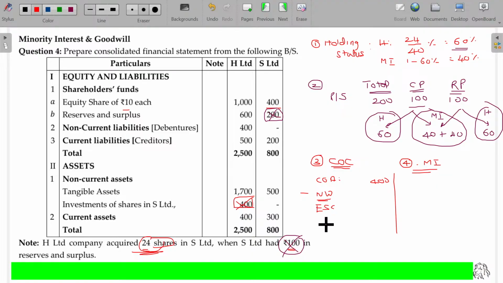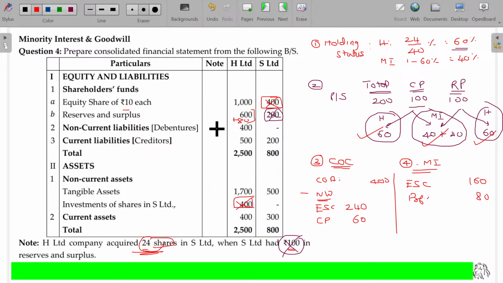Equity share capital of S Company being 400 rupees. All the 400 is not purchased, only 60%, 240, is purchased. So 240. Balance 160 will go to the minority interest. So here equity share capital being 160. Clear? And this capital profit will be forming part of the net worth here. So I add that also here, which is 60. And minority interest share of profit will be around 40 plus 40, 80. And the holding company's revenue profit will be added with the revenue account. So here you have to add this.